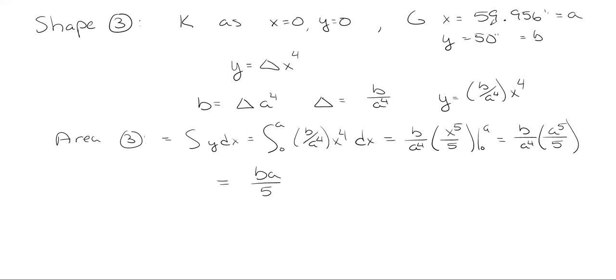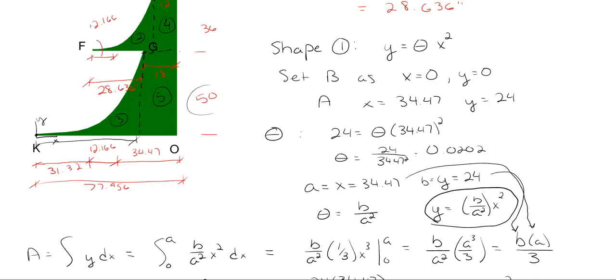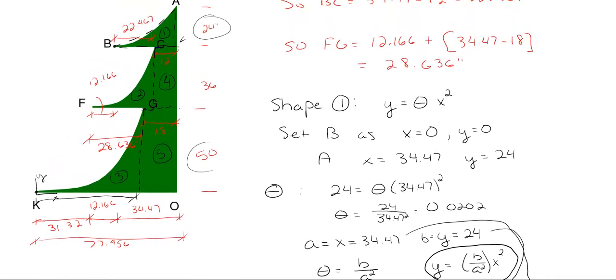And then let's plug in our 59.956 and our 50 here for b and a. We would end up with 50 times 59.956 inches all over 5, which gives me a total area of 599.56 inches squared. Alrighty, so now I have the area under each of my curves solved. I have two more shapes to do because I have 5 in total. The next two are just two little rectangles, and I already have those dimensions. So 4 would just be 12 times 36, and then 5 would be 18 times 50.